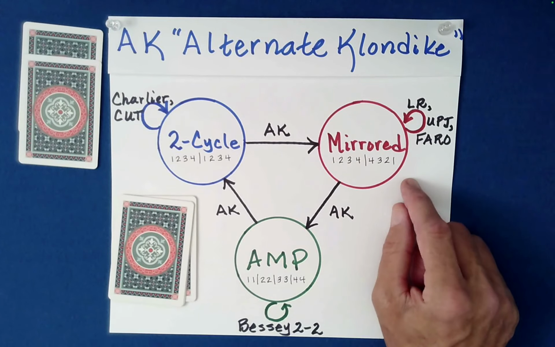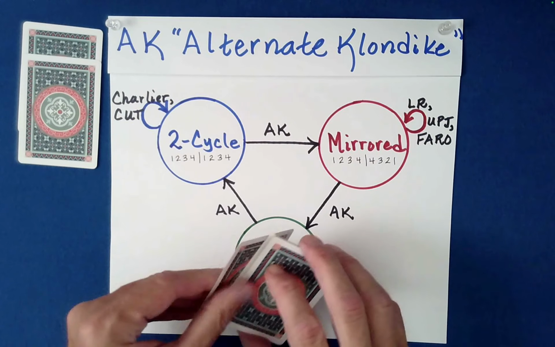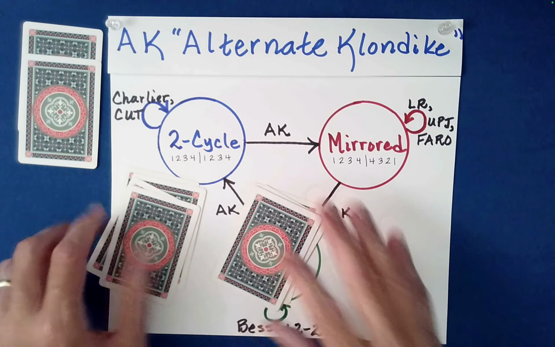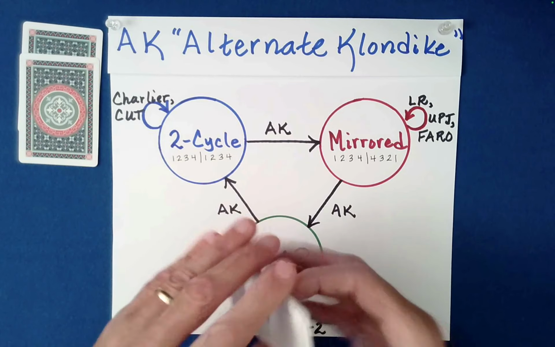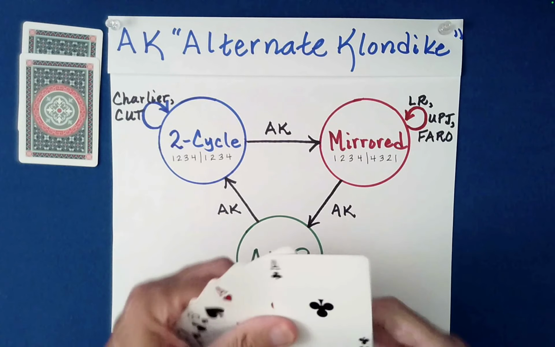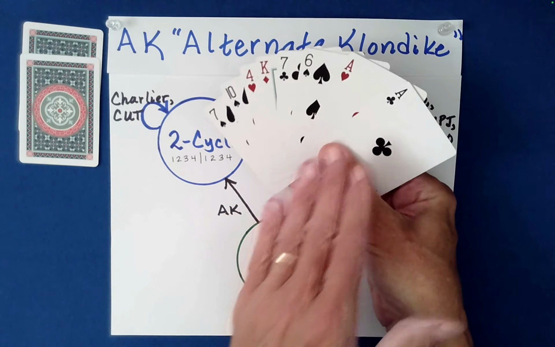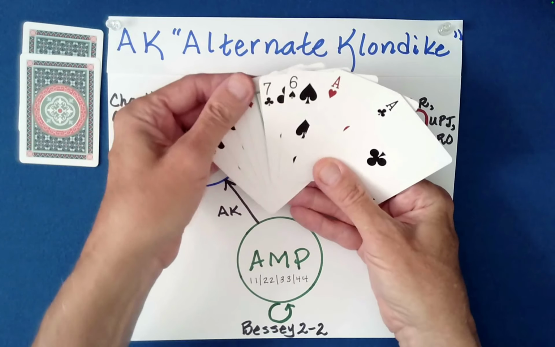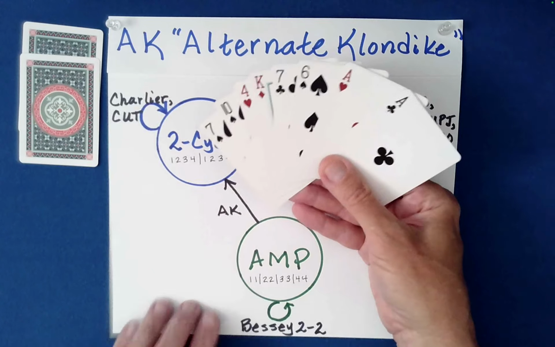And then if you perform one more alternate Klondike, so just left, right, left, right, random stack, it's back to the way it was as far as, oh wow, we even got all the way back. This is serendipity, by the way. It got all the way back to an AMP, where taken as pairs, the cards are, quote, related. Here's our special pair of aces, okay?